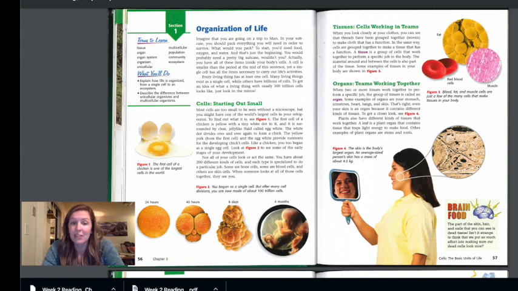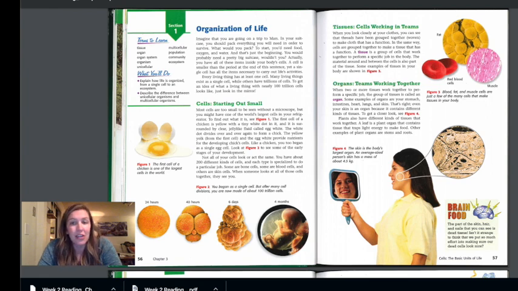Some are bone cells, some are blood cells, and others are skin cells. When someone looks at all of those cells together, they see you. Over on page 57 now. Tissues. Cells working in teams.